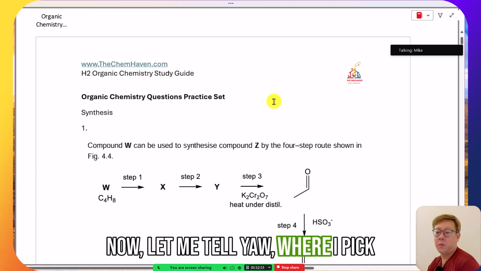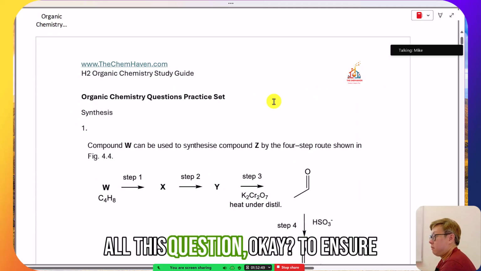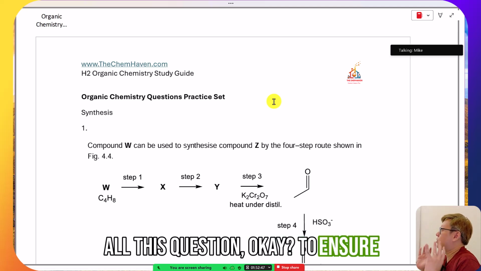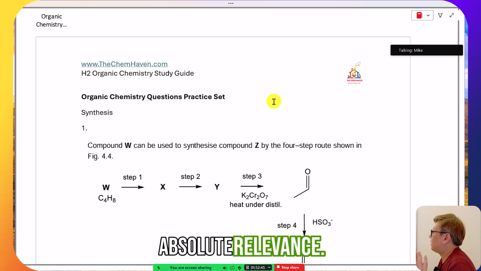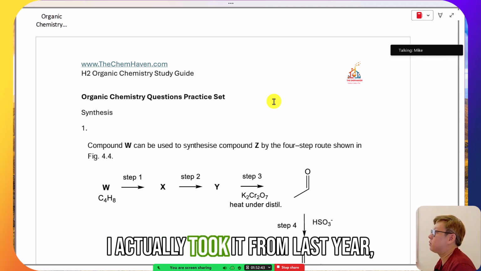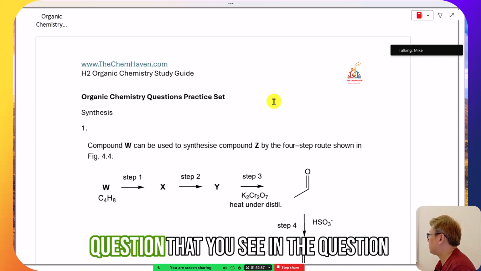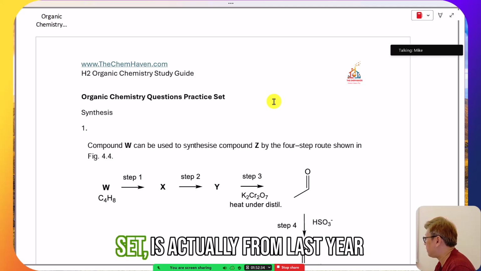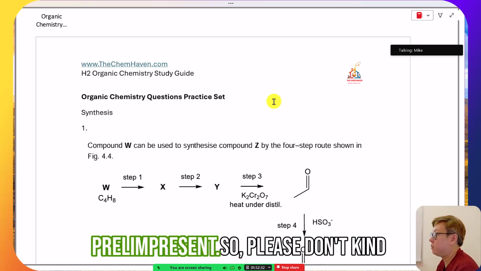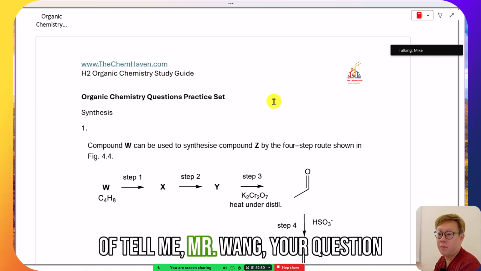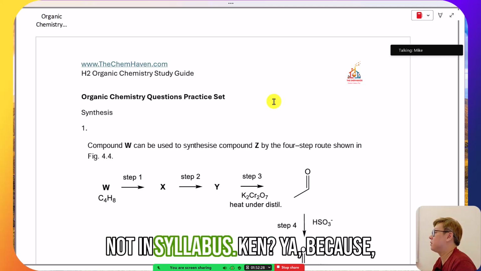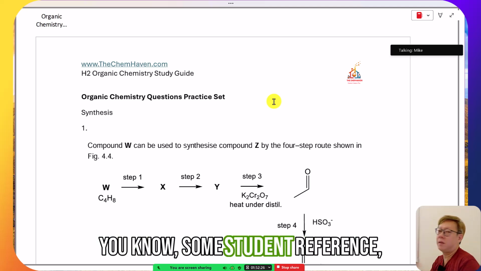Now, let me tell you where I picked all these questions. To ensure absolute relevance, I actually took them from last year's prelim paper. So all of the questions that you see in the question set are actually from last year's prelim questions. So please don't come and tell me, Mr. Wang, your question not in syllabus, can?